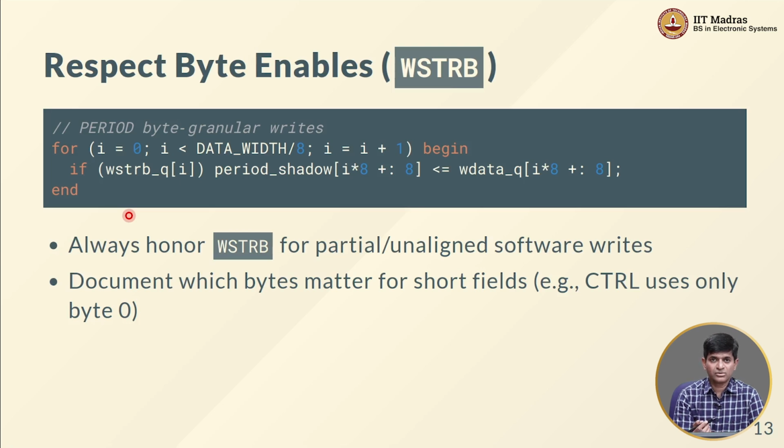In general, we need to document which of the bytes matter, and as we will see, the control register actually uses only byte number 0, right. But at the same time, because of the fact that other writes to other locations are ignored, it does not really matter whether or not we use the WSTRB.